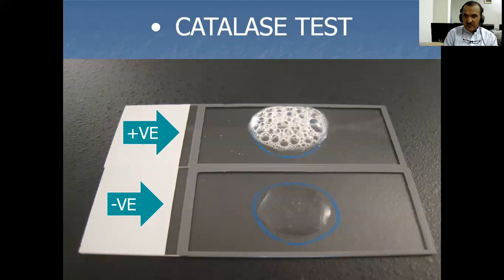Catalase test. All staphylococci are catalase positive. We take a solution of hydrogen peroxide, where the growth shows bubble-like structures. It means the catalase test is positive.